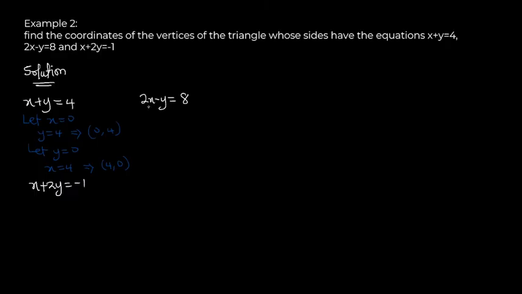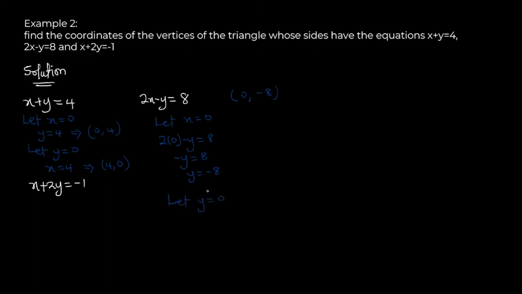Now for the second equation, that is 2x minus y is equal to 8, we do the same thing. Let x be equal to 0. If we do that, we are going to have 2 into bracket 0 minus y is equal to 8. Therefore we have minus y is equal to 8, and therefore y equals negative 8. This therefore means that the first point we have over here will be x, which is 0, and then y, which is negative 8.